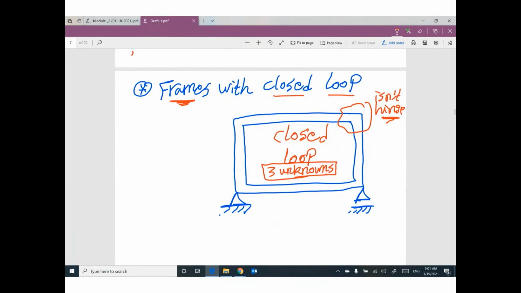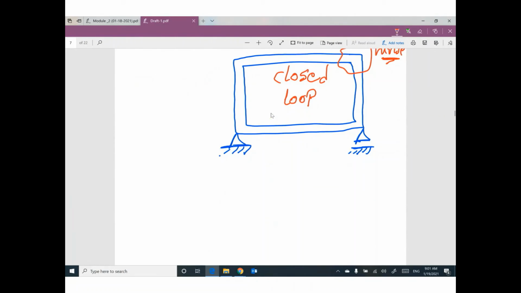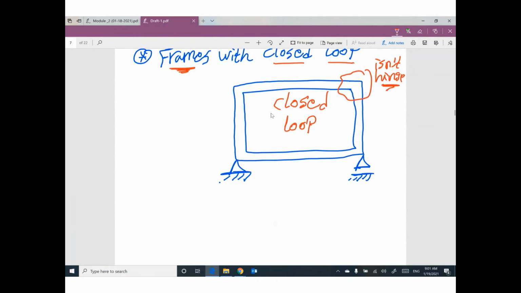Each closed loop has 3 unknowns, or whatever the number of unknowns. The best scenario to solve a closed loop is to make a cut. Just before we continue, do you know what is the difference between cut and separation?